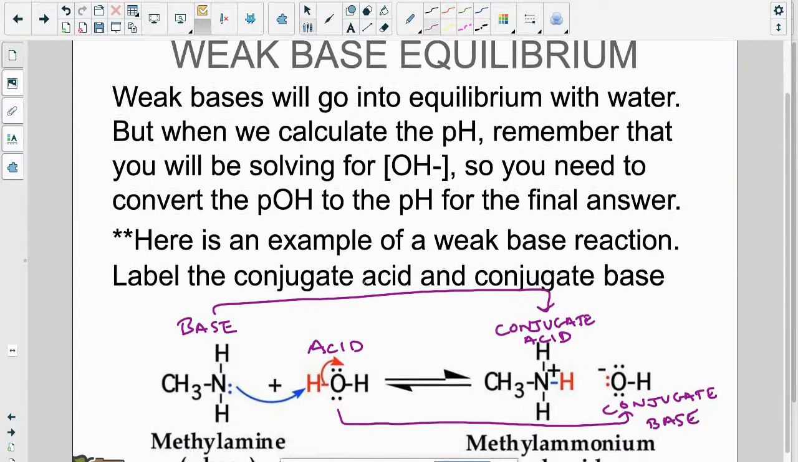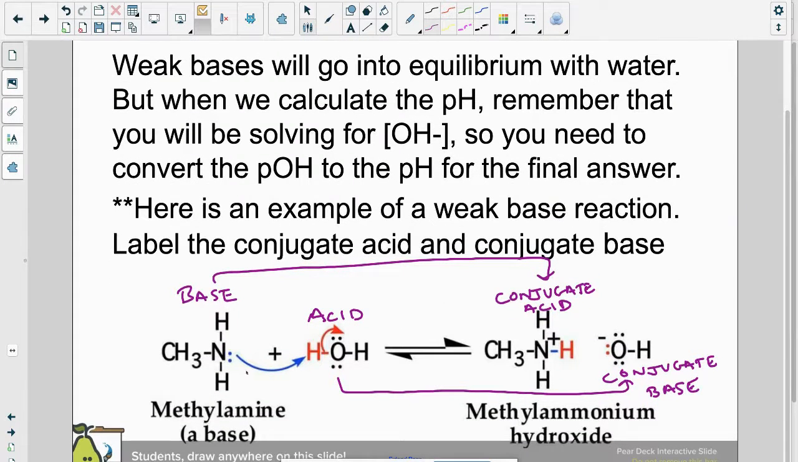So just a reminder of weak bases ionizing with water. Here's our methylamine base, and it gains a proton from the acid, and becomes this conjugate acid. The water loses a proton and becomes this conjugate base.